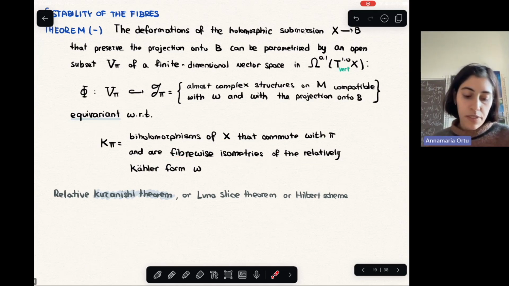So this is a relative version of Kobayashi theorem, or a version of Luna slice theorem, or a version of the Hilbert scheme for these fibrations. So where you want to preserve also the projection onto B, and in this case, you want also to preserve the Kähler form.